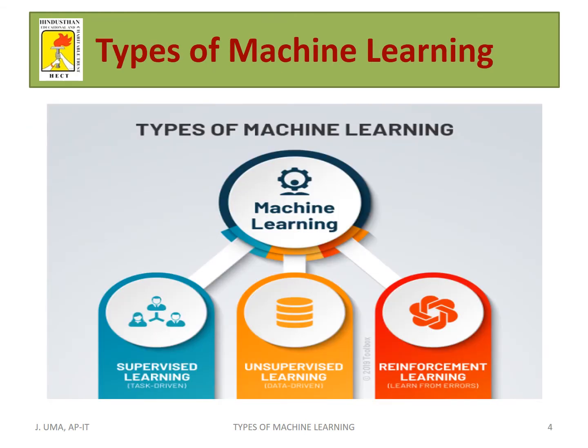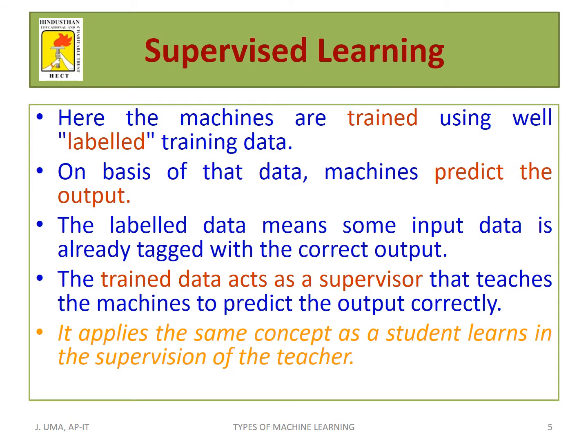Coming to the types of machine learning, it has been broadly classified into three different areas. One is supervised learning, the second is unsupervised learning, and the third, an interesting one, is reinforcement learning. Let us see each and every type of machine learning in detail with an example. Let us see the first type of machine learning, that is supervised learning.